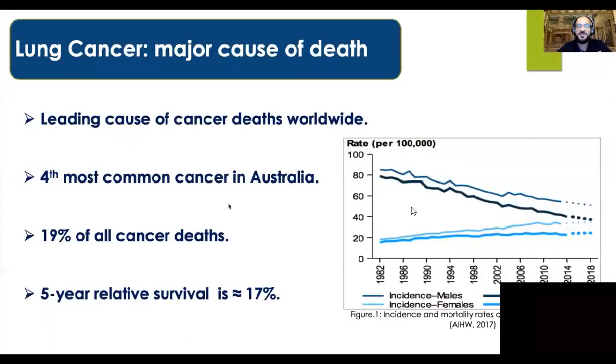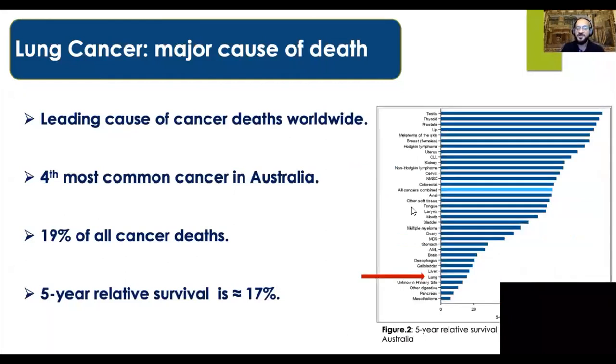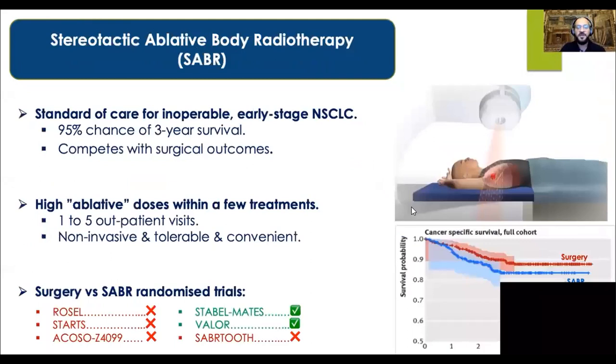So lung cancer, as you know, is a major cause of death. It is the fourth most common cancer diagnosis in Australia and responsible for almost a fifth of all cancer deaths. Survival rate after 5 years is only about 17%, which is pretty bad compared to other cancers, as you can see here.